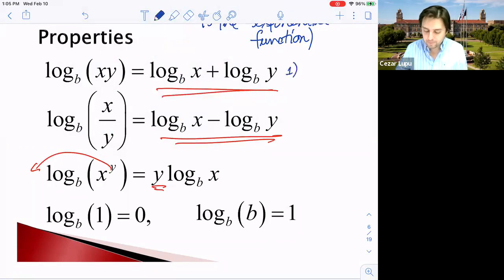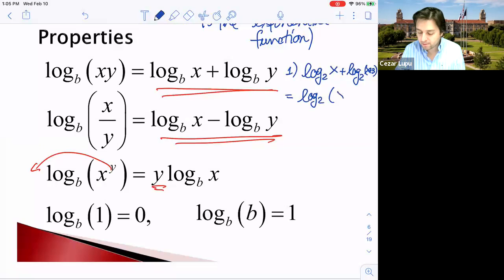So let's see here. For example, let me go with the first. If we have log in base 2 of x plus log in base 2 of x plus 3, this will be equal, according to the rule, to log in base 2. We keep the same base of the logarithm and multiply x times x plus 3, which will give us log in base 2 of x squared plus 3x. So that's how we are going to operate.